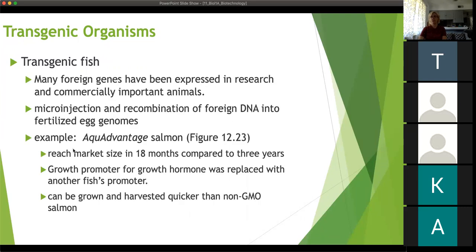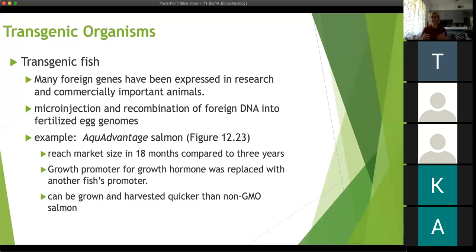So there's a company, I don't remember what company it is, they make a salmon that's called Aqua Advantage. So apparently in aquaculture, for a salmon to get to market size takes 3 years for them to get big enough to sell. These Aqua Advantage salmon grow in half the time. It takes them 1.5 years to get to market size.